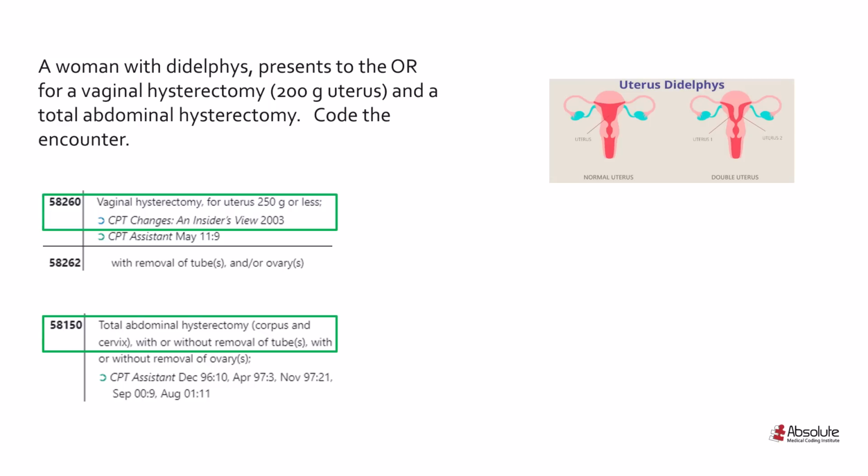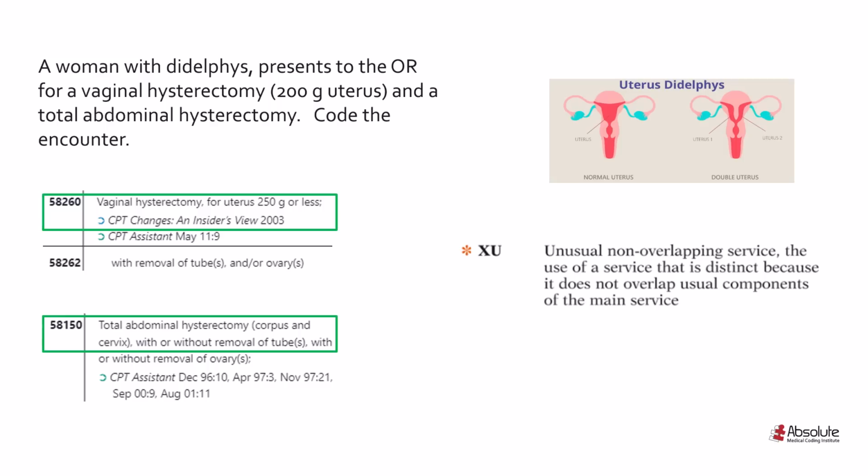A total means that they remove the uterus and the cervix, right? Yeah, so she did have those procedures. So I would code both of these. And the one I would sequence first would be 58150. This is more complex because it includes the cervix, right? 58260, they just remove the uterus, right?